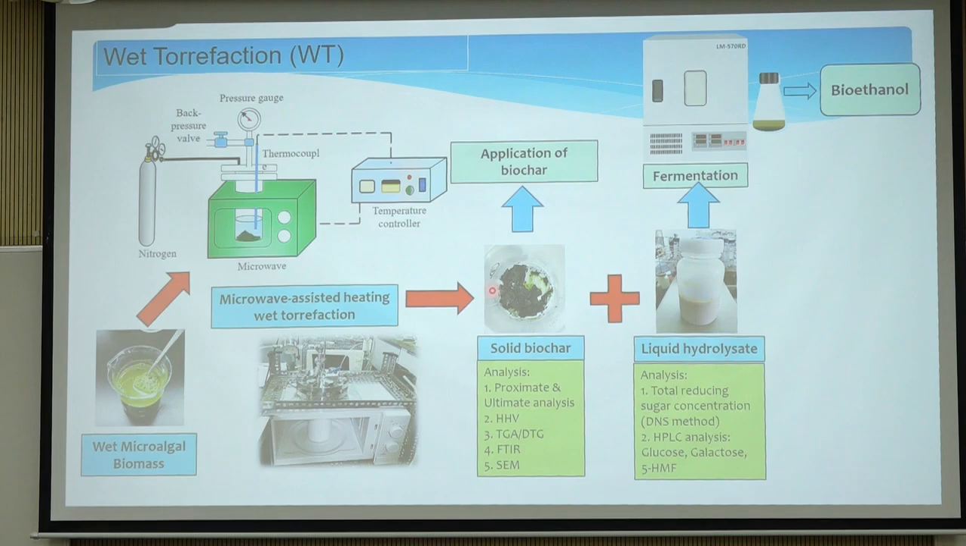Then this one goes through the wet torrefaction process. This one is the wet form, not necessarily in this form. We calculate how many percent, not directly, but with certain benchmarkings. Then it goes through the wet torrefaction process with nitrogen gas.